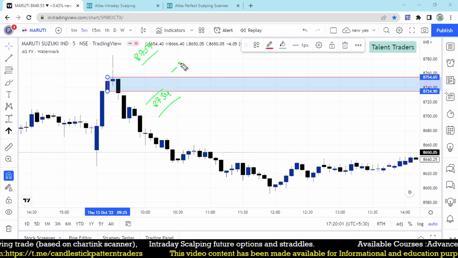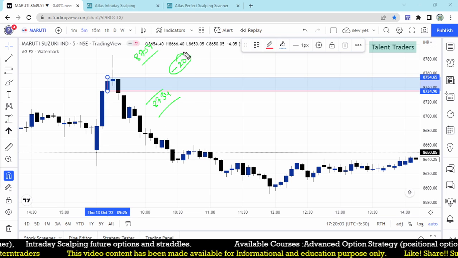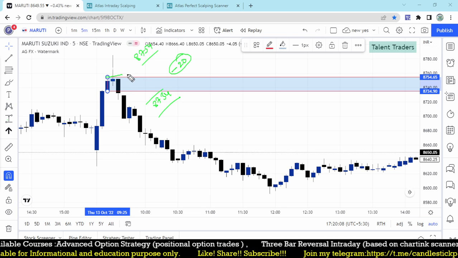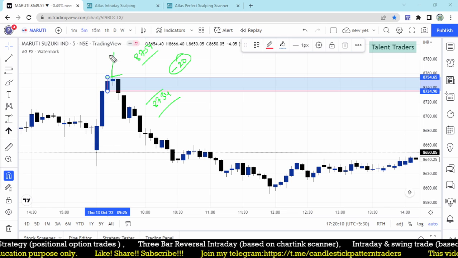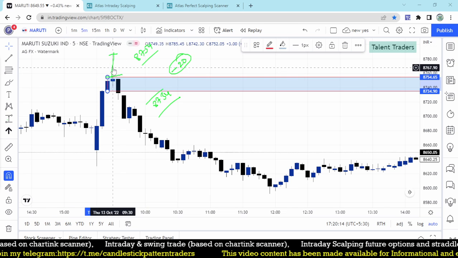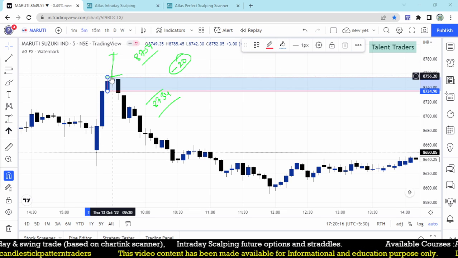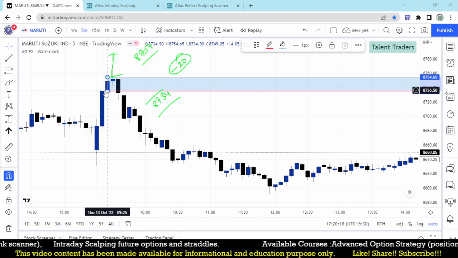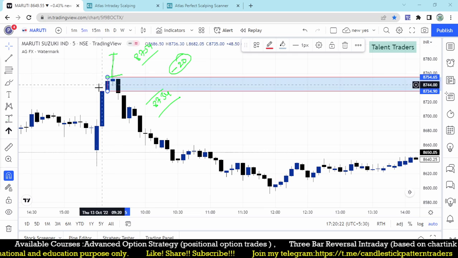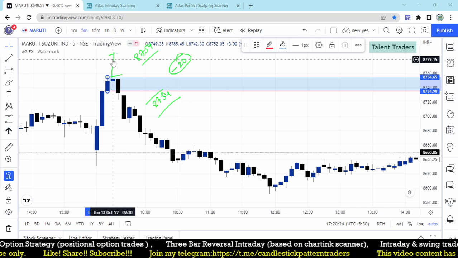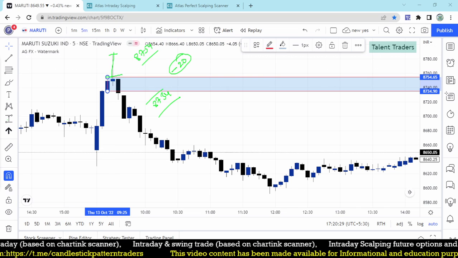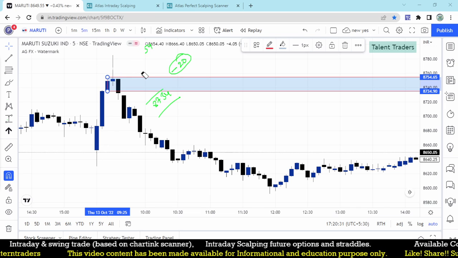So near about 20-point risk on this trade. If you couldn't take this trade because it is a quick scalping, it went somewhere around 8,785. We took the entry at 754, and it went up to 785. So the risk you took got covered on that particular 5-minute candle itself. But after that, what happened?